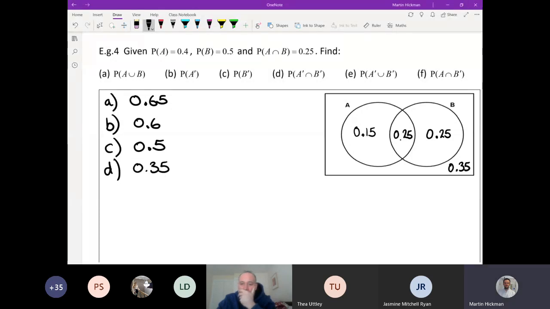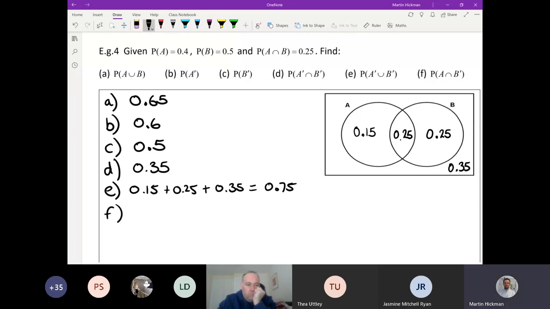Put 0.35 in there. Then we've got the probability of not A or not B. What I do there is I just add up everything apart from that 0.25 in the center. So just do the 0.15 plus the 0.25 plus the 0.35, and that will give me 0.75. Alternatively, I could just do 1 minus 0.25.